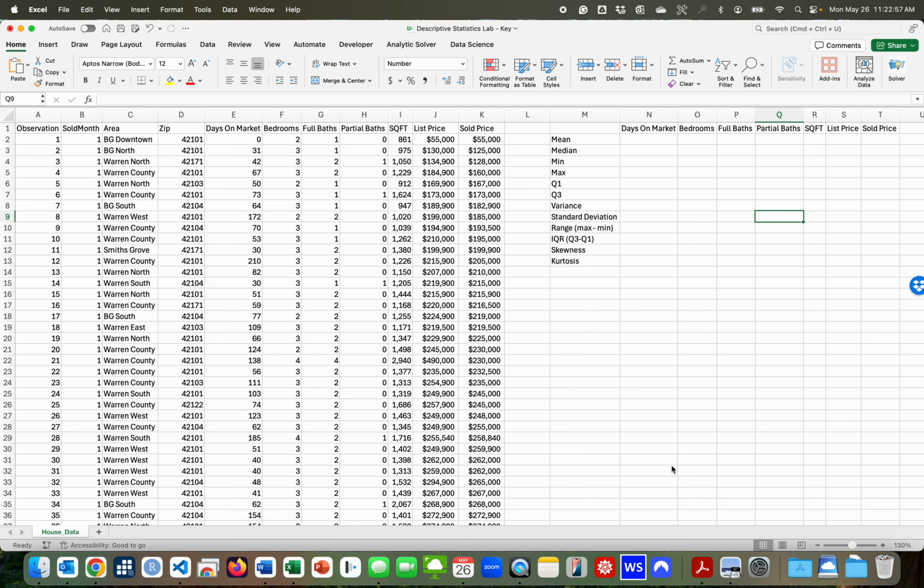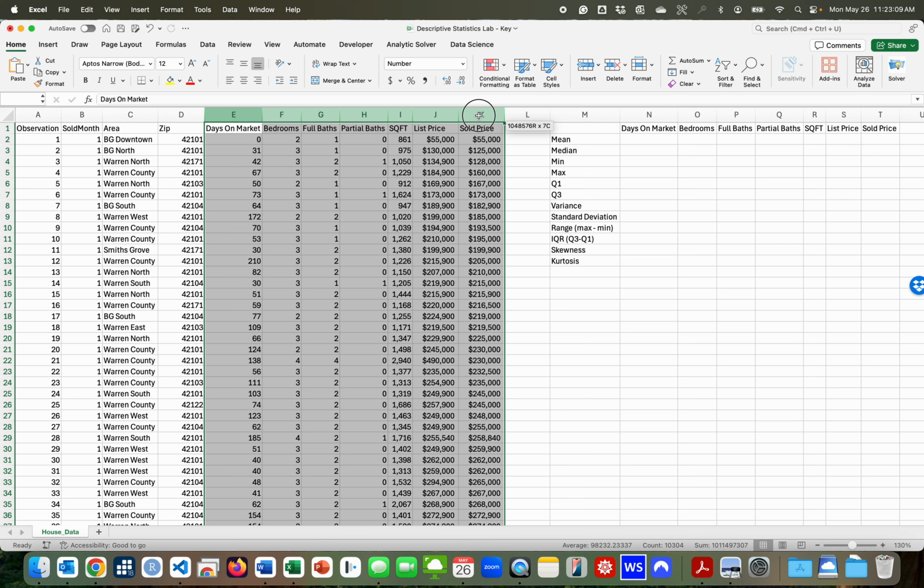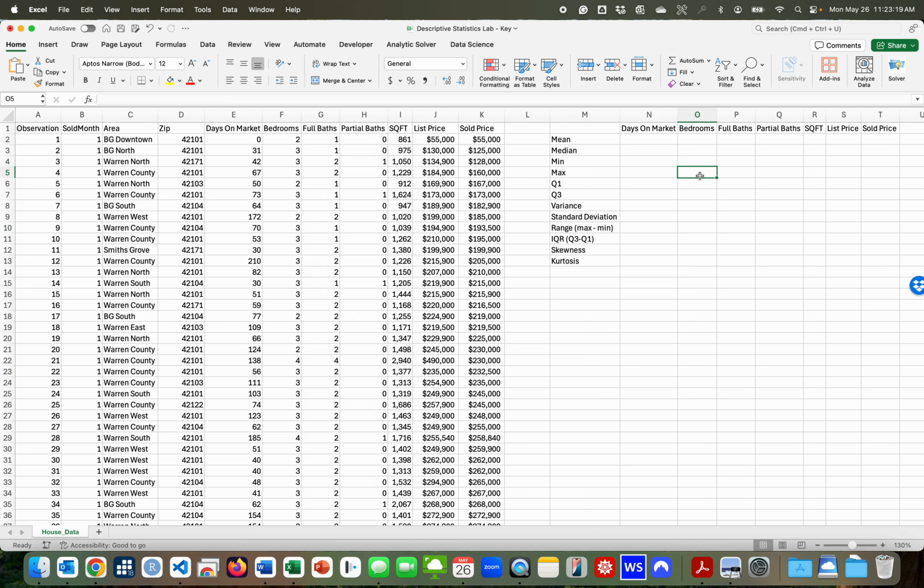So if you notice how this is set up, I have my columns here. So my observation, sold month, area, zip, days on market. And I have these grouped where these are the variables that I'm going to describe using the descriptive statistics. It doesn't make any sense to take the average of the area, the average of the zip. These are the quantitative variables that we want to describe. And right here, I have those variables in the exact same order that they show up here. So days on market, bedrooms, full baths, partial baths.